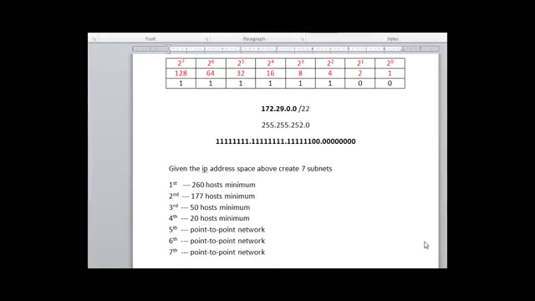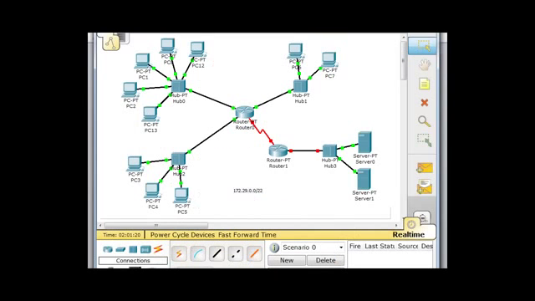Okay, let's look at a little more difficult subnetting scenario. Let's say you have a network here, and you've got a network here, a network here, a network here, servers over here, and then you have a point-to-point network with just two interfaces in between these two routers, and you're given a starting point of 172.29.0.0/22, and you need to create multiple subnets from this address space. So how would you approach that?